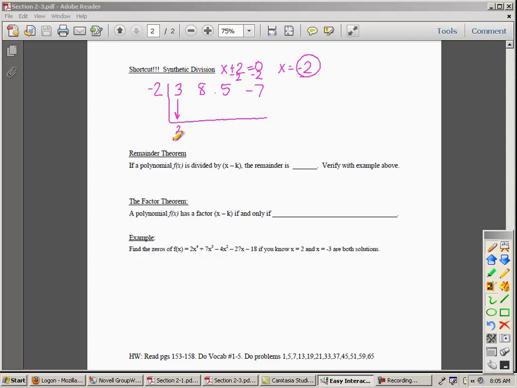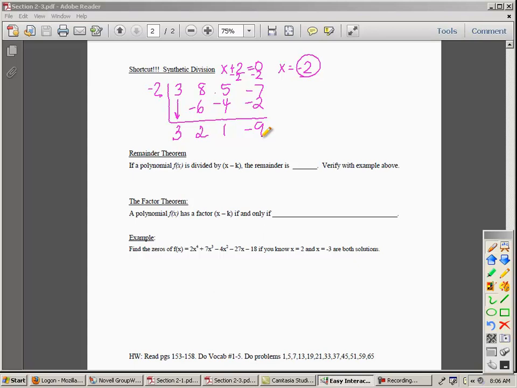Drop the first number below the box. Once it goes below the box, you multiply the number outside of the box with the 0. So 3 times negative 2 is negative 6, and the negative 6 goes in the box. 8 minus 6 is 2. And you do it again. 2 times negative 2 is negative 4. 5 and a negative 4 makes 1. One more time. 1 times negative 2 is negative 2. Negative 7 plus negative 2 is negative 9.